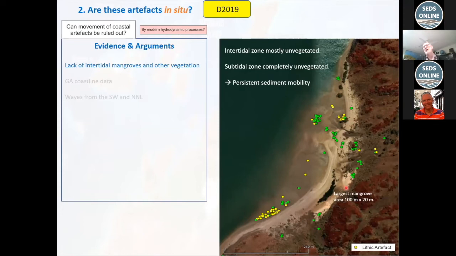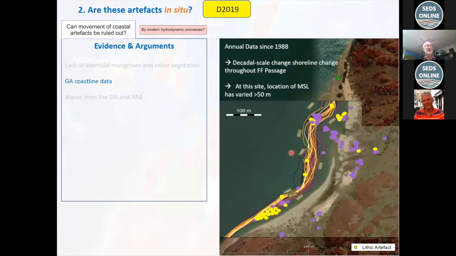But just from a simple first principles point of view, there has to be persistent sediment mobility here in an environment where seagrass and mangroves grow so quickly in favourable environments. So the lack of intertidal mangroves and other vegetation tells us persistent sediment mobility is happening in this environment. Secondly, we have a great resource for the entire coastline of Australia.